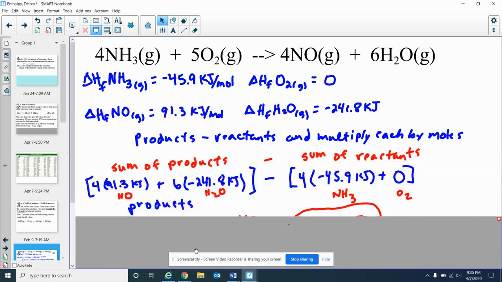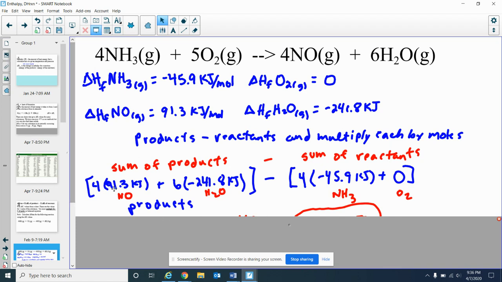Okay, so I look to my products. I have 4 moles of NO, so 4 times 91.3 kilojoules. And then I have 6 moles of water, so 6 times negative 241.8. That's my products. And then I add those together, and I subtract from that the sum of the reactants, which I only have one reactant value because oxygen is 0. So 4 times the value for NH3 is 4 times negative 45.9. Those are all in kilojoules.